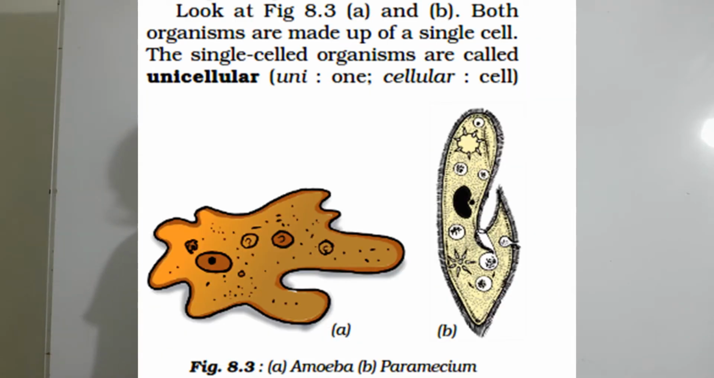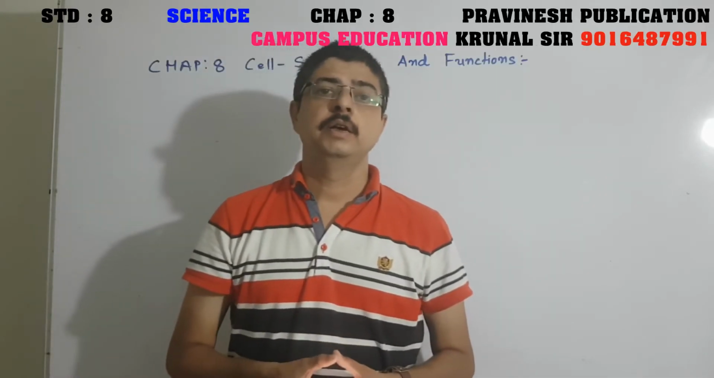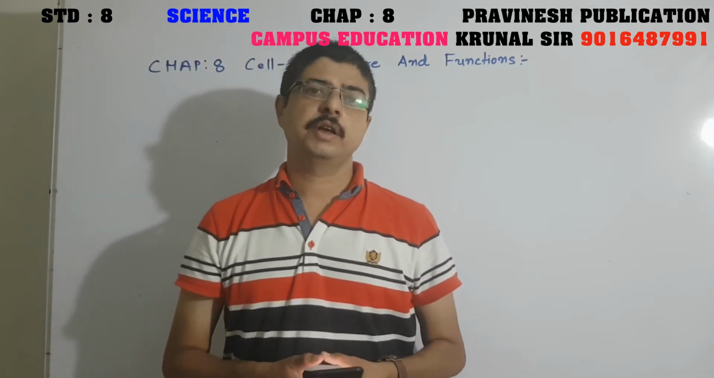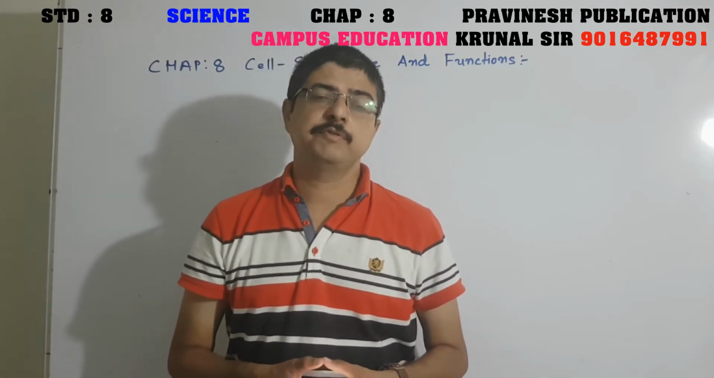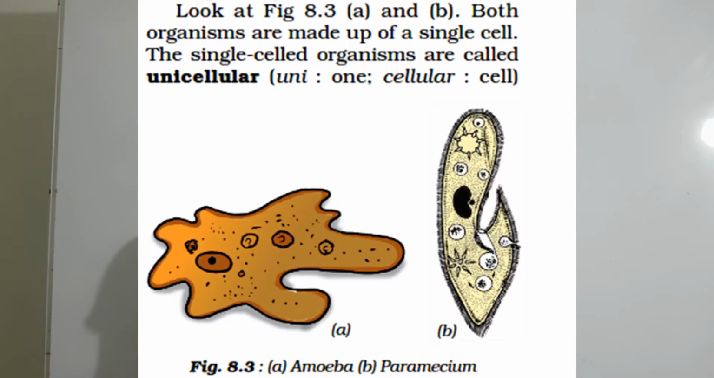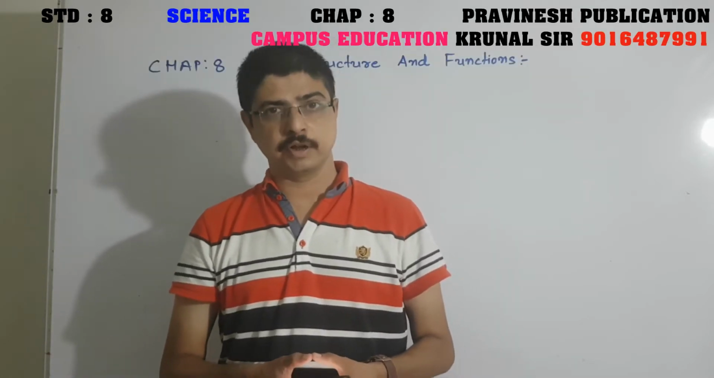Both organisms are made up of a single cell. The single cell organisms are called unicellular. Uni means one and cellular means cell. Here, friends, we have two topics: unicellular organisms and multicellular organisms. Unicellular organism means what? Organisms which have only one cell are called unicellular organisms, that you can see on your screen, that is amoeba and paramecium. They are single cell organisms and are known as unicellular organisms.